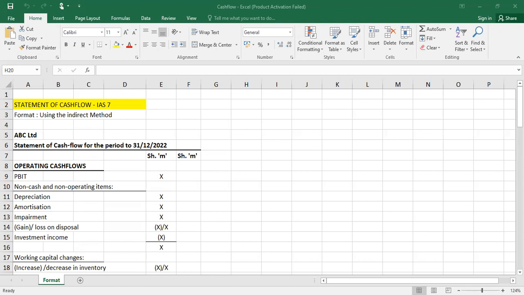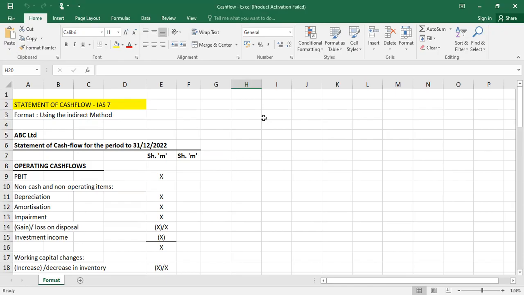So what is most important will be to look at a question, based on which we then illustrate how the statement of cash flow is normally prepared, yeah? Now, just in brief, when you look at the format which I have sent you, and by the way, this is the format based on the indirect method, yeah?